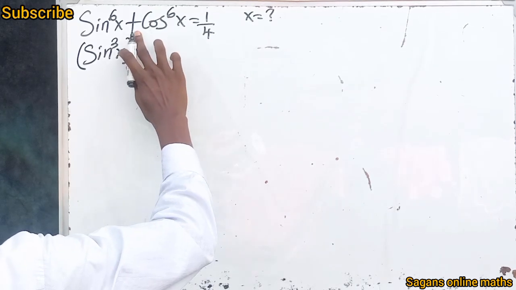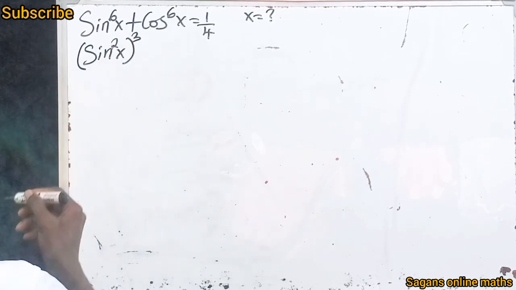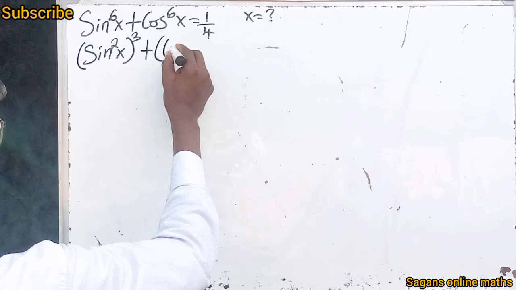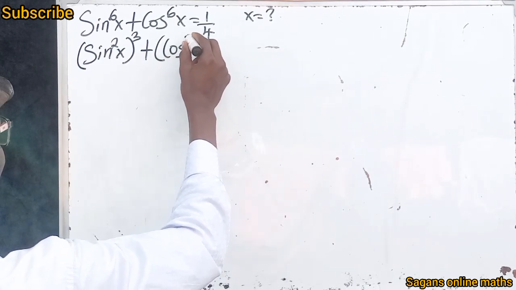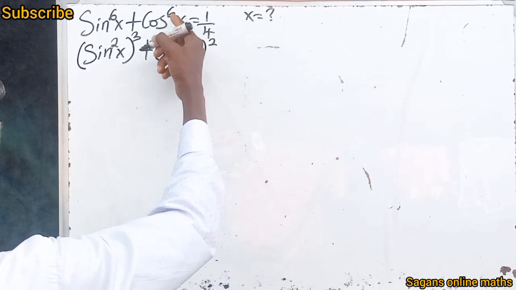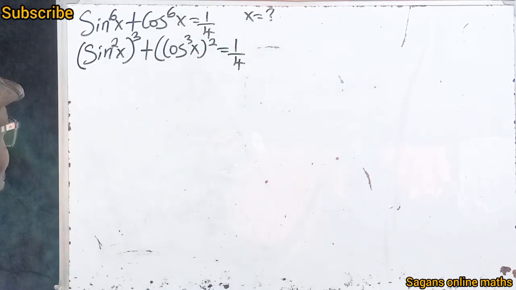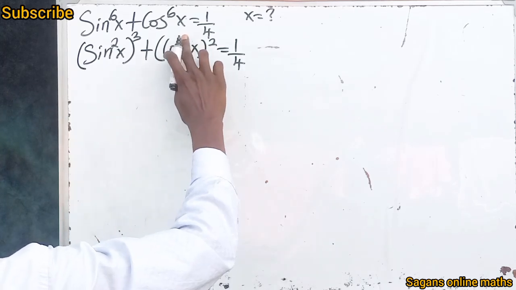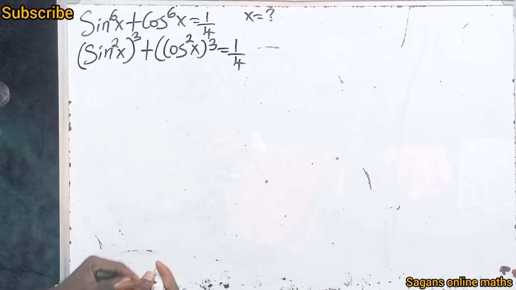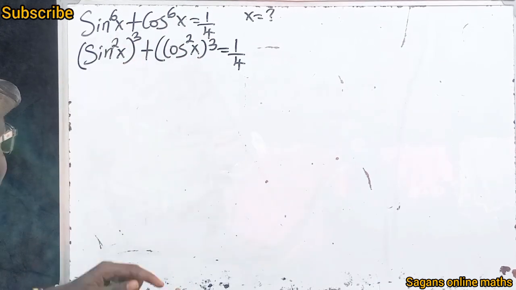But let's not put it that way. Let's remove this. Right, 2 multiplied by 3. Okay, that's good. Then plus, we can also write this as cos 3 multiplied by x, all to the power 2. So 2 times 3 gives us 6, equals 1 over 4. Now let's obey one of the trig identities. Don't forget that 2 times 3 is 6, very important.